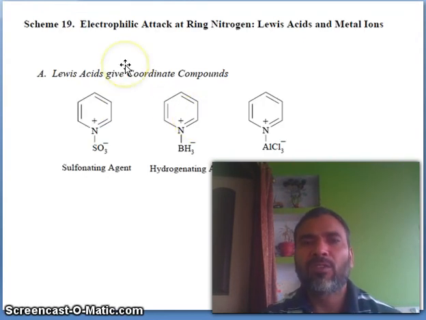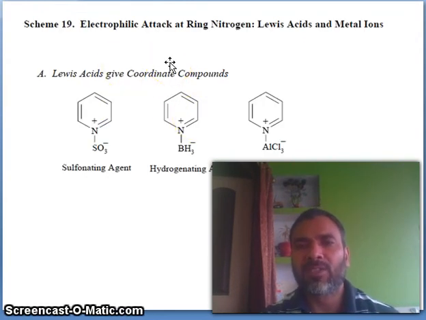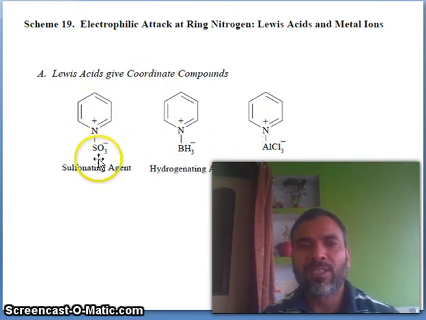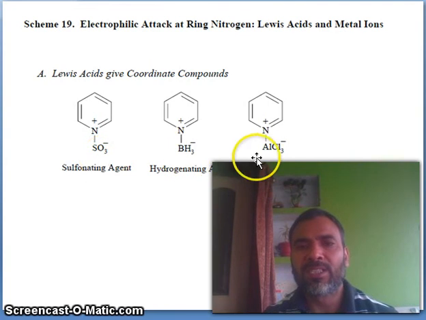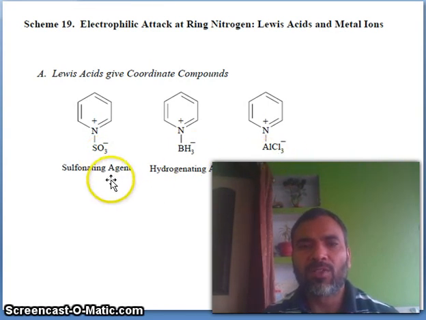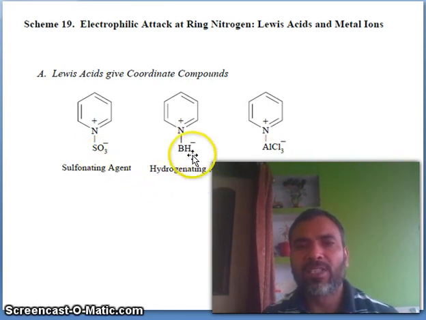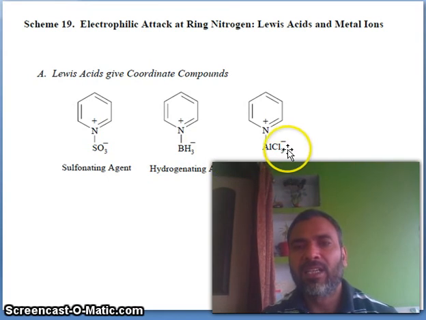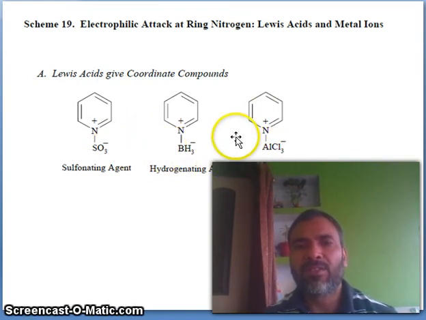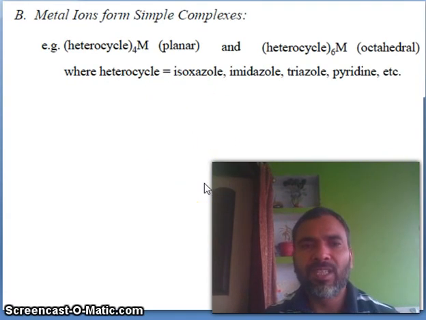So, electrophilic attack at ring nitrogen: Lewis acid and metal. Ring nitrogen here, here, here. Now these are coordinating compounds, BH3, AlCl3. So sulfonating agent, hydrogenating agent and AlCl3. So you see different types of Lewis acid give coordination compounds. Now metal ions form simple complexes.